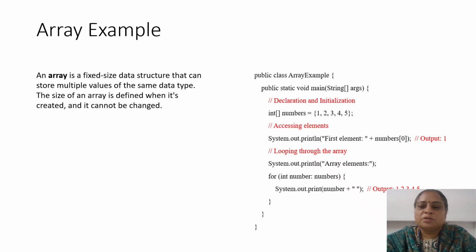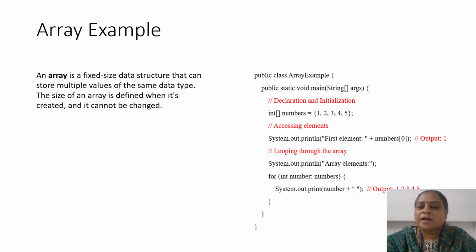And here I have a set of lines. First I am initializing the array. So first you have to follow the procedure: you have to give the class name, following that the main method, and following that you have to declare an array. Here I am declaring the array named numbers, and it has 5 elements: 1 2 3 4 5.